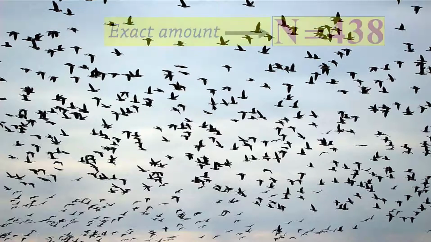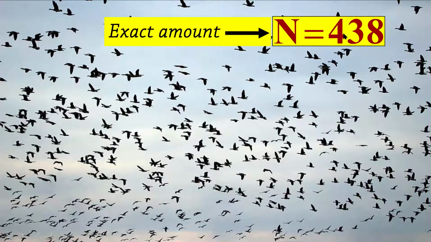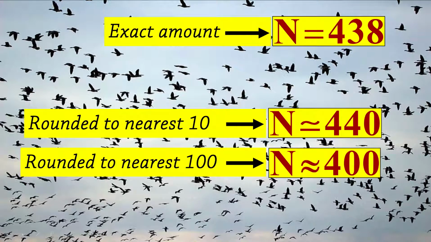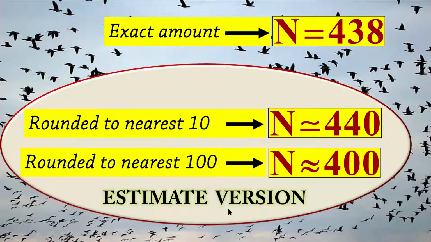Okay, forget about that. Suppose that the exact amount is 438. If I round it to the nearest 10, it will be 440. And if I round it to the nearest 100, it will be 400. Anyway, the last two are estimate versions of the exact amount.